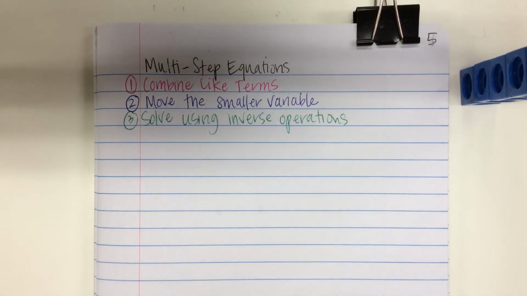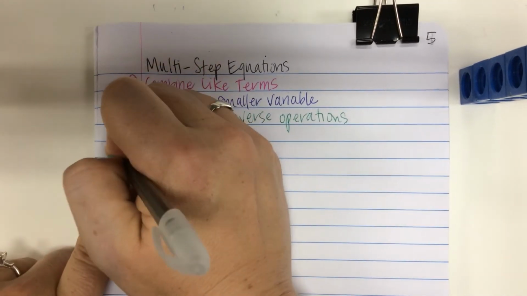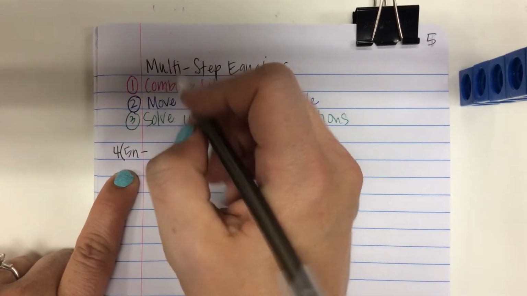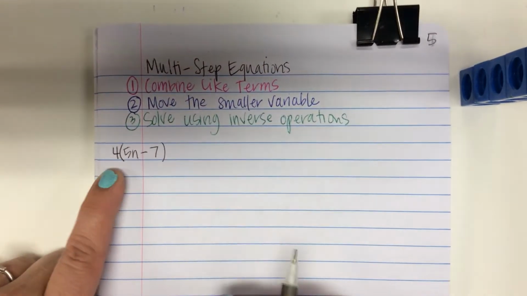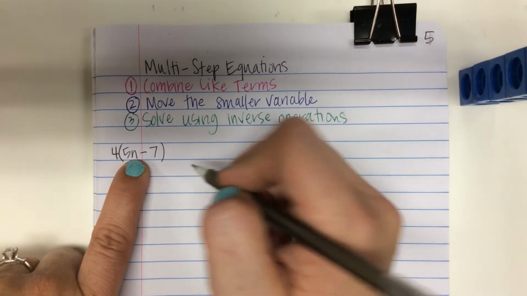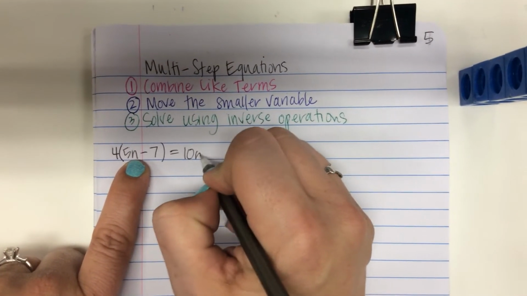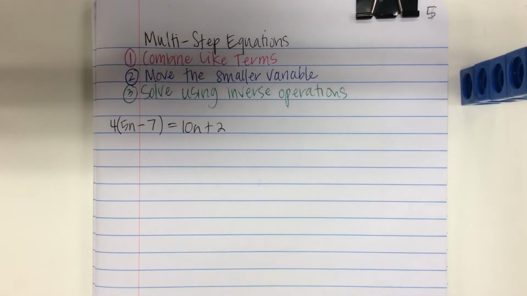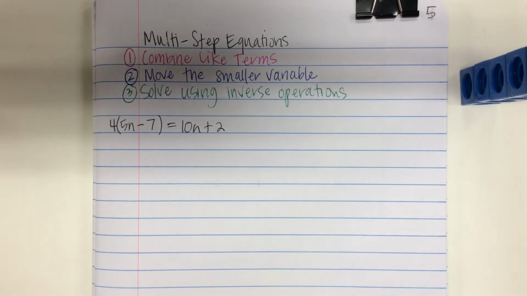All right, so let's practice. Let's just dive in. Let's write down the first one. 4 times the quantity 5n minus 7 equals 10n plus 2. So you should write that down.